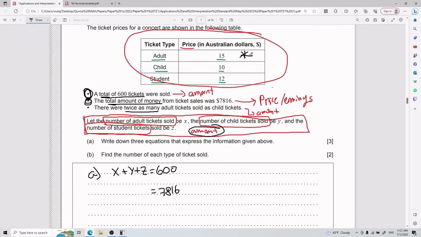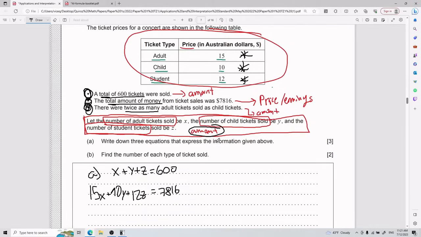The price of an adult ticket is 15. So we have 15x. What is the price of a child ticket? 10. 10y. What is the price of a student ticket? 12. 12z. So 15x plus 10y plus 12z equals that amount. See? And last but not least, we have that there were twice as many adult tickets sold as child tickets.